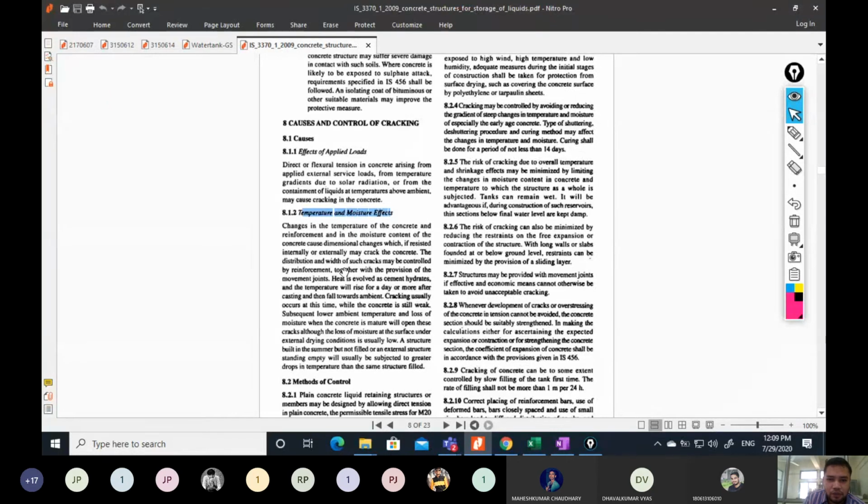The distribution of and the width of such cracks may be controlled by reinforcement together with the provision of the joint movement. So the temperature effect can be controlled by providing the minimum steel required for the temperature and shrinkage, and the joint movement can be provided by providing a suitable joint there.